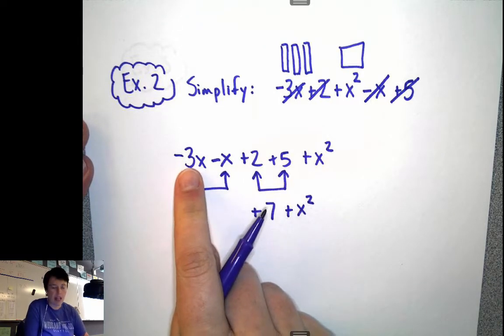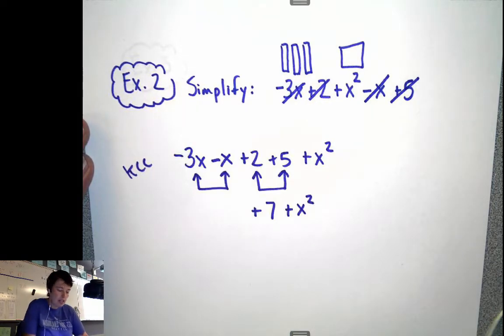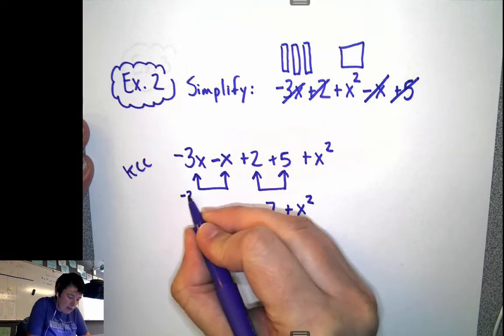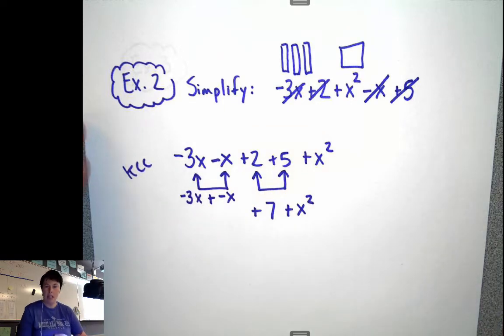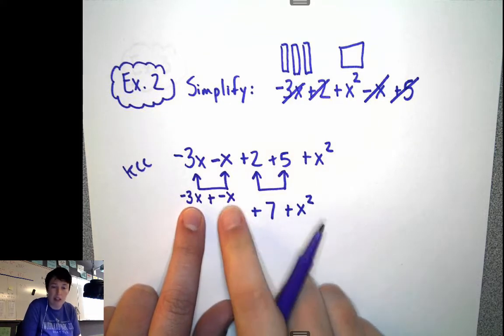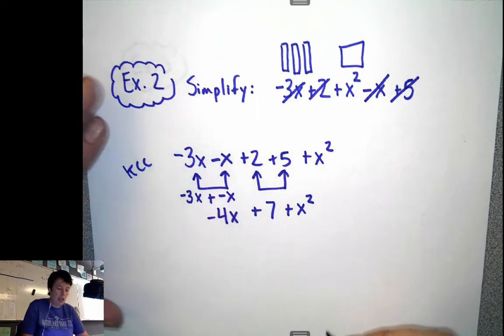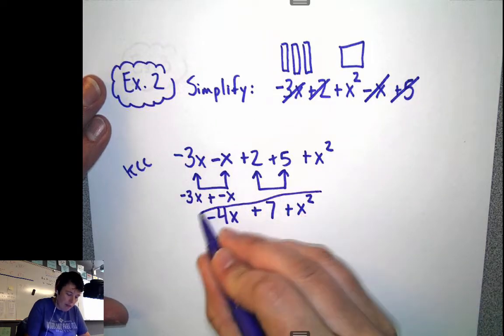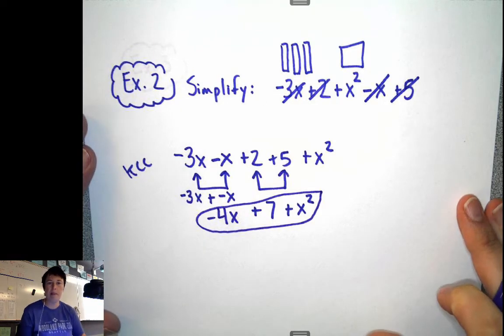Negative 3x take away x. Take away means it's a KCC problem. We're going to keep, change it. So I'm actually going to keep the negative 3x, change it to a plus, and make it a negative x. Same signs, add and keep; different signs, subtract. These are the same signs. They're both negatives. So we're going to add and keep. 3x's plus another x makes 4x's, and they're negative. We're going to keep them negative. So here is our simplified answer. It's a little messy, but negative 4x plus 7 plus x squared is our simplified answer. Combine those like terms. All right, so let's try another one here.